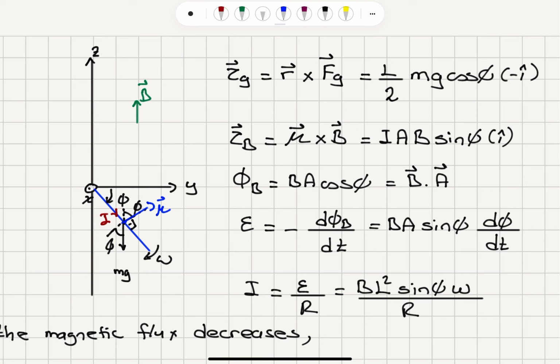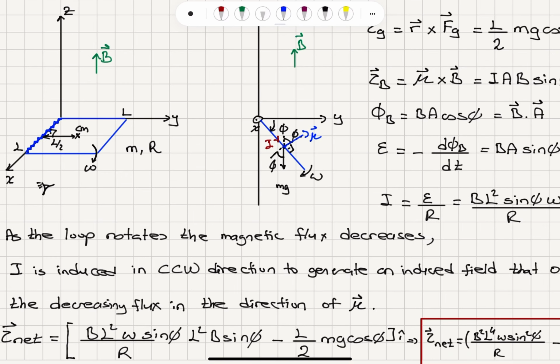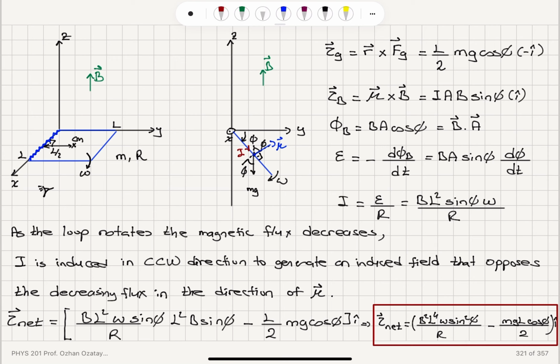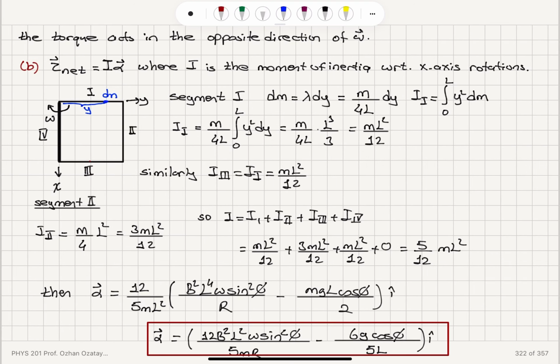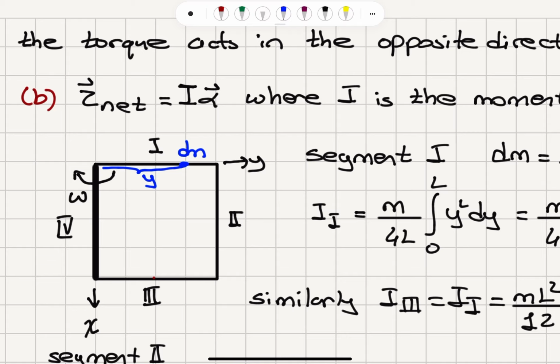And the induced EMF here is minus d phi_B dt, which is BA sine phi d phi dt. And the induced current is epsilon divided by R, the resistance of the loop. So it's going to be BL squared sine phi omega divided by R. And I is induced in the counterclockwise sense. The net torque is the sum of these two terms. So we have I A B sine phi minus L over 2 mg cosine phi I hat. That's the net torque. The net torque is equal to moment of inertia times angular acceleration, I alpha.